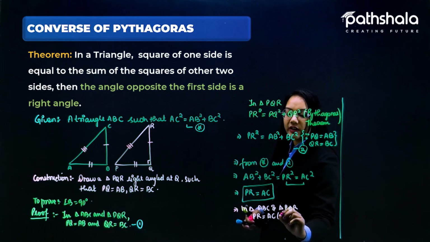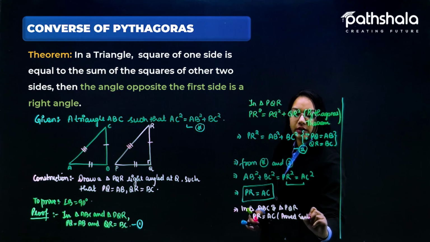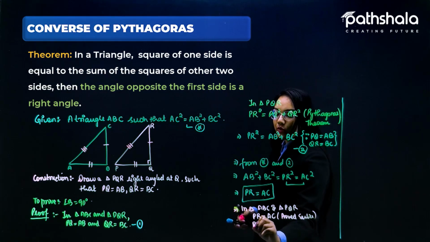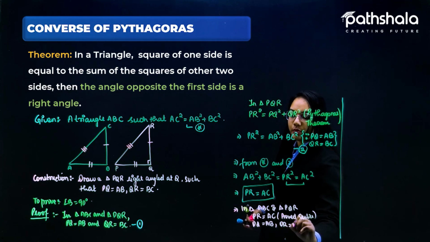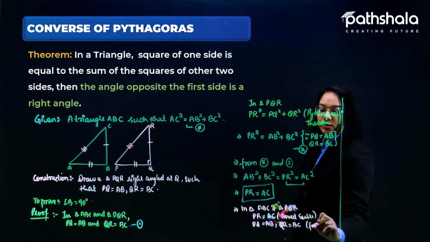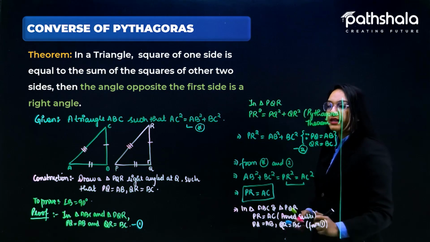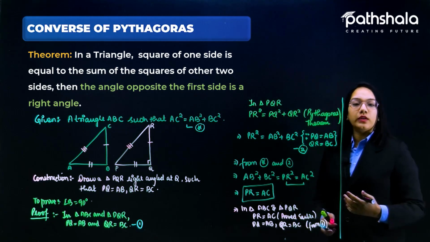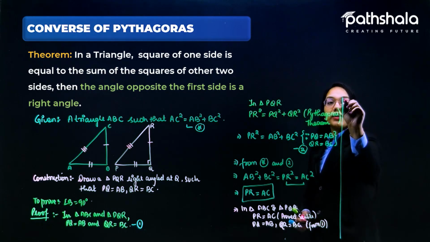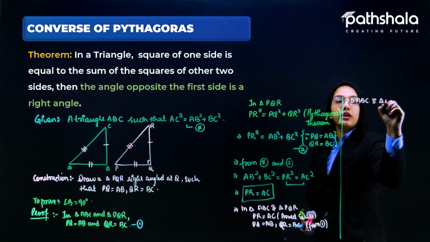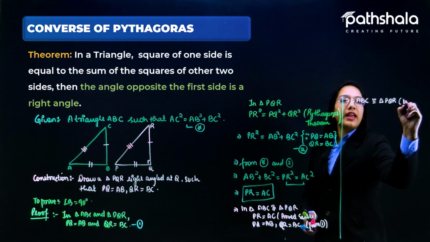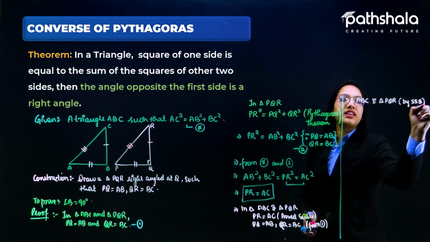We have proved it earlier. And further we know PQ is equal to AB, and we know that QR is equal to BC. This is the statement from equation number 1. So all the sides are equal to the sides of the other triangle. So we can say that the triangle ABC is congruent to the triangle PQR by SSS congruency criteria.